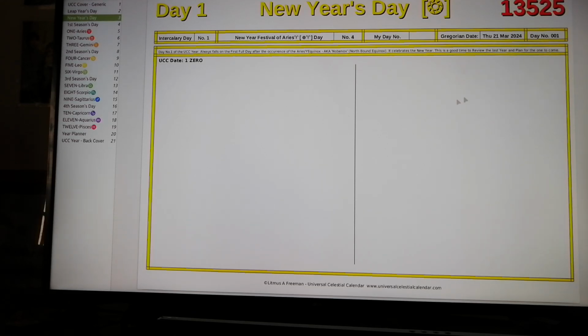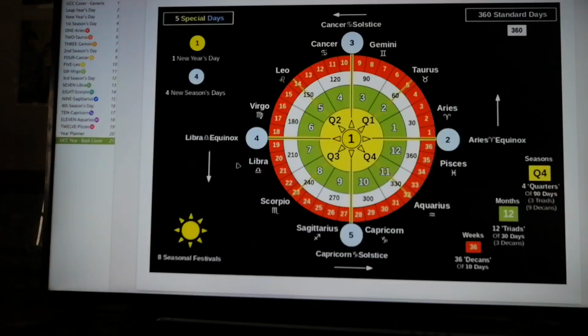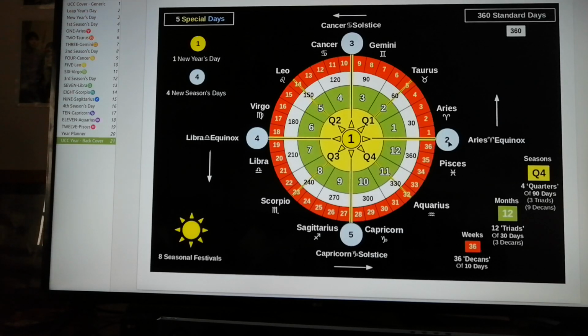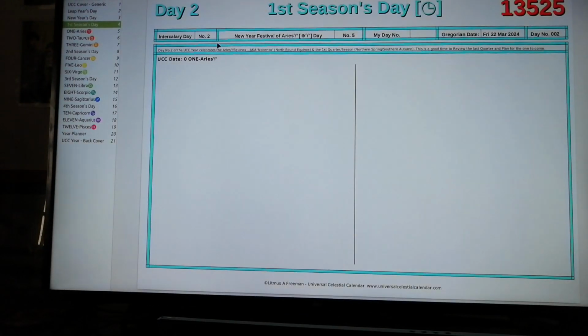And you can put some seed planting ideas here for the year to come, and so on. Okay, and then we get on to the first of these 4 new seasons days, the blue ones. So the first one is First Seasons Day. So it's all these 4 special days to mark the start of each season.